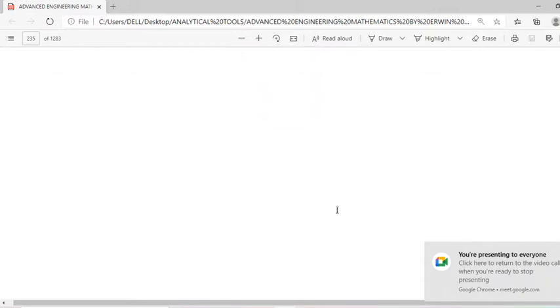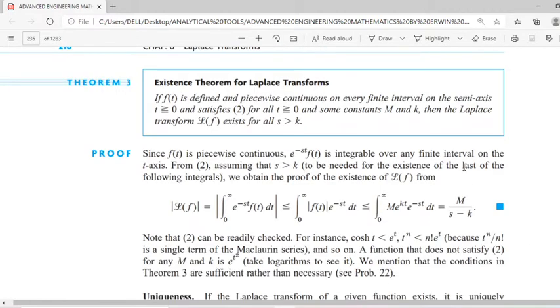The first theorem is the existence theorem. The theorem says that if f of t is defined and piecewise continuous, not necessarily continuous, it can be piecewise continuous on every finite interval on the semi-axis t greater than or equal to 0, and satisfies that restriction, that means mod f of t less than or equal to M into e raised to kt. So if it satisfies equation number 2 for all t greater than 0 and some constants M and k, then the Laplace transformation L of f exists for all s greater than k.